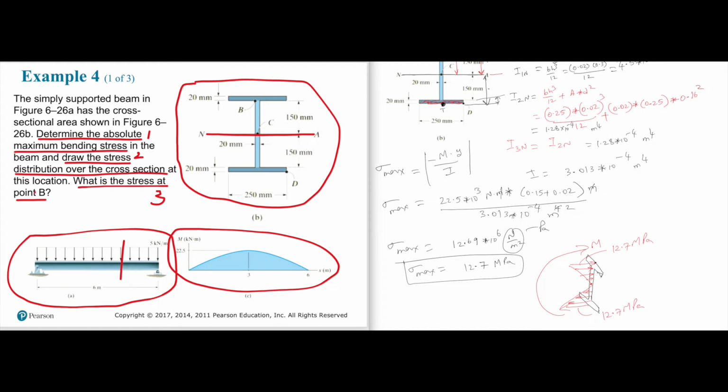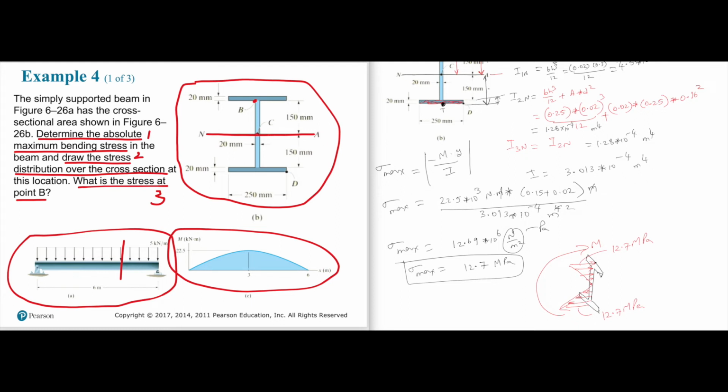Last thing, what is the stress at point B? Where is B? B is here. What is the stress at B? Apply the formula. M and I remain the same. I does not change for every point. Every point on the cross section will have the same I. What about M? It'll be the same. What about y? y is the one that will change.